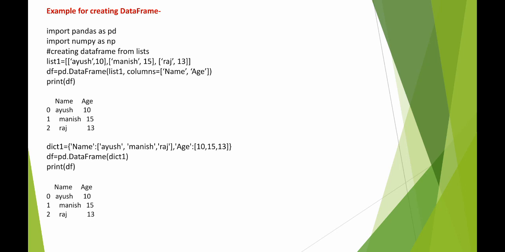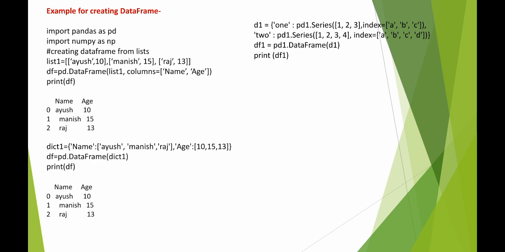Let's discuss further. Now suppose we have this dictionary: d1 is equal to {1: pd.Series([1, 2, 3], index=['a','b','c']), 2: pd.Series([1, 2, 3, 4], index=['a','b','c','d'])}, df1 is equal to pd.DataFrame(d1), and print df1. Now be very careful with these lines.